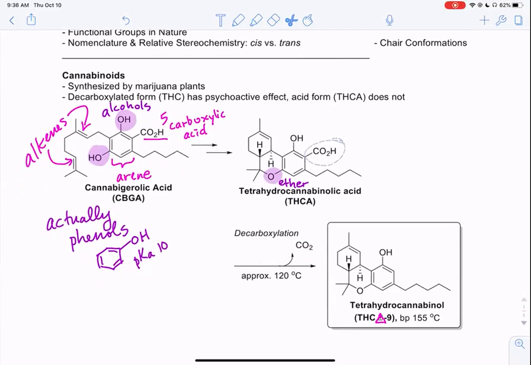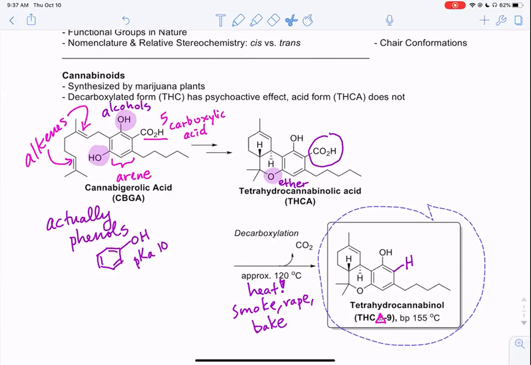This then undergoes decarboxylation with heat, right? So whenever you smoke weed, whenever you vape it, or if you were to bake with it, you are providing that heat, which means it's going to undergo decarboxylation. This is a process where we lose a molecule of CO2, and it replaces it with a hydrogen. This is the psychoactive form. This is the one right here that gets you high. It can fit into the receptor that then triggers its psychoactive effects. So it's just the little loss of a carboxylic acid that completely changes the reactivity.